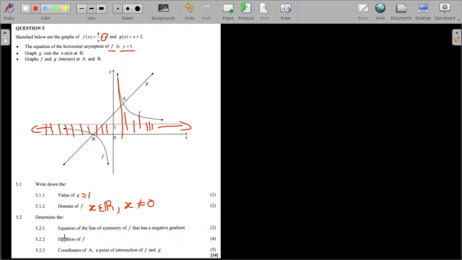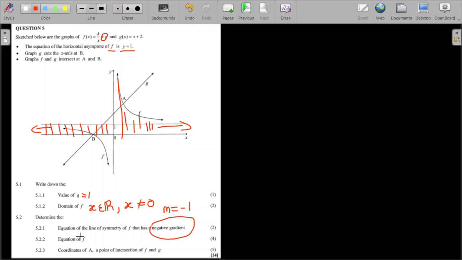Now, determining the equation of the line of symmetry of f that has a negative gradient. Now, this is very, very important because if we are determining the equation of the axis of symmetry, they do give us the gradient. That is very important. In this case, remember, the gradient is usually 1 or negative 1, but here they told us it is a negative gradient. So my negative gradient is going to be equal to negative 1.